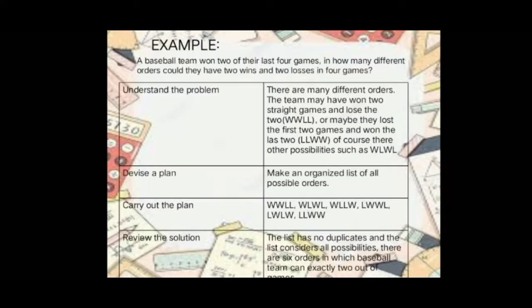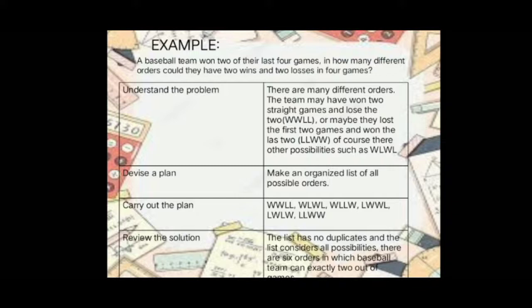This is an example of Polya's problem solving strategies. A baseball team won 2 of their last 4 games. In how many different orders could they have 2 wins and 2 losses in 4 games? Understand the problem. There are many different orders. The team may have won 2 straight games and lost the 2. Or maybe they lost the first 2 games and won the last 2. Of course, there are other possibilities such as win-loss, win-loss.